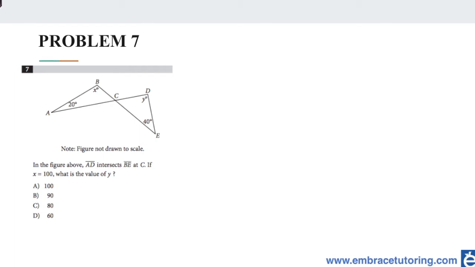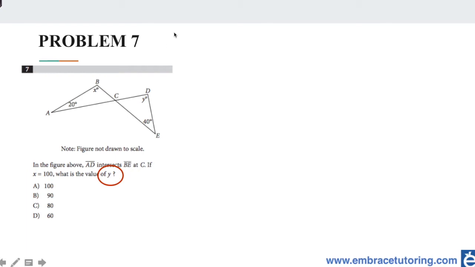Now, question number 7, what I immediately notice is that I see 2 triangles. I always want to pay attention to the fact that the figure's not drawn to scale, which is simply alluding to the fact that if they don't give you the angles, then you can't just assume what an angle is going to be. And here it says, in the figure above, AD intersects BE at C. If x equals 100 degrees, what is the value of y?